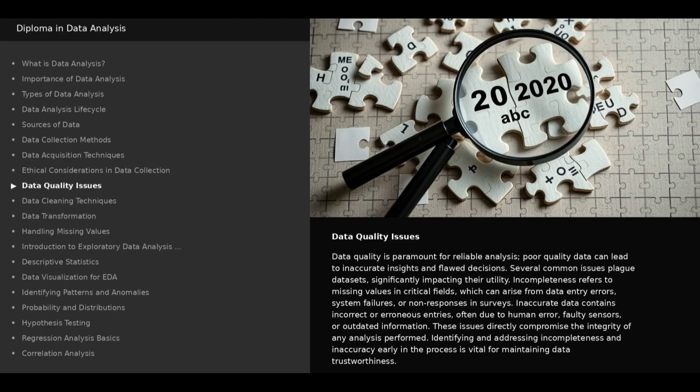surveys. Inaccurate data contains incorrect or erroneous entries, often due to human error, faulty sensors, or outdated information. These issues directly compromise the integrity of any analysis performed. Identifying and addressing incompleteness and inaccuracy early in the process is vital for maintaining data trustworthiness.